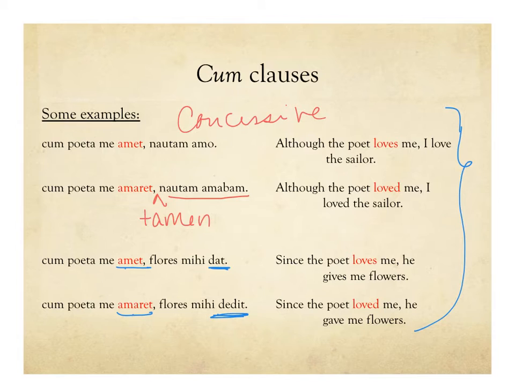You can also see that if we don't have a tamen, we could look at something like this sentence and wonder, is this a since clause or is this an although clause? And the best way you can figure it out is by trying it. So you could say, although the poet loves me, he gives me flowers, which doesn't make a lot of sense, right? Since the poet loves me, he gives me flowers, makes a lot more sense. And that's really how you have to do it to figure out what's going on. Do you have a since or because clause, or do you have an although clause? Just trial and error, okay? Because often they will look the same.